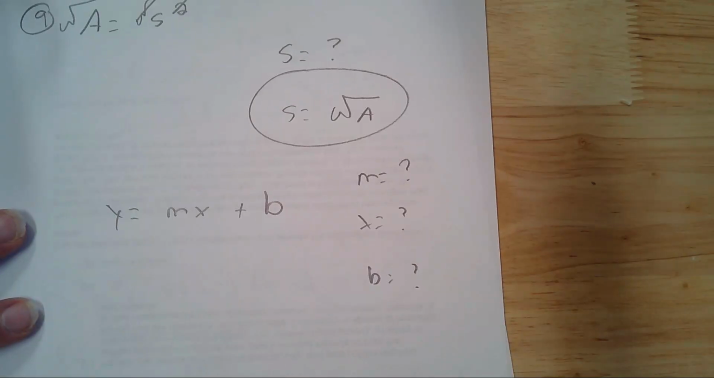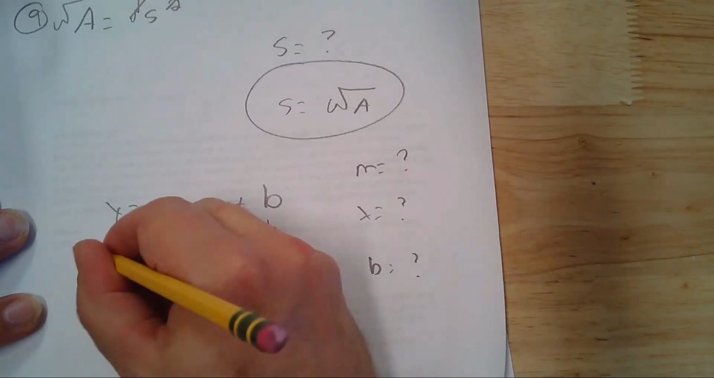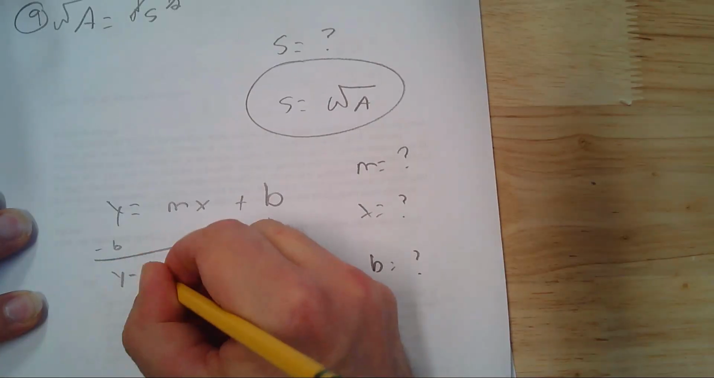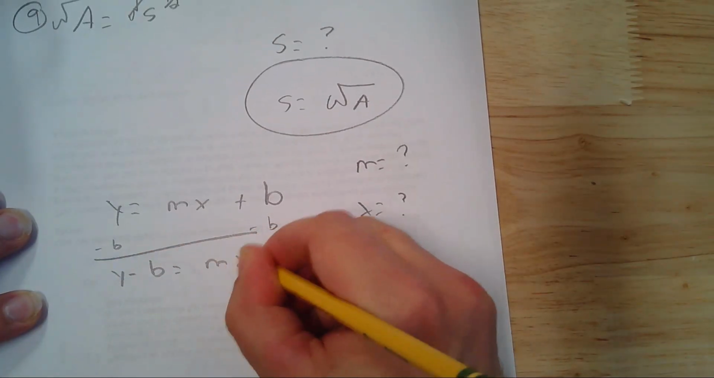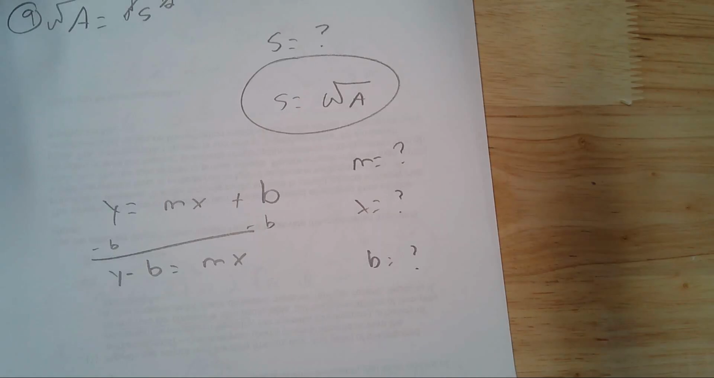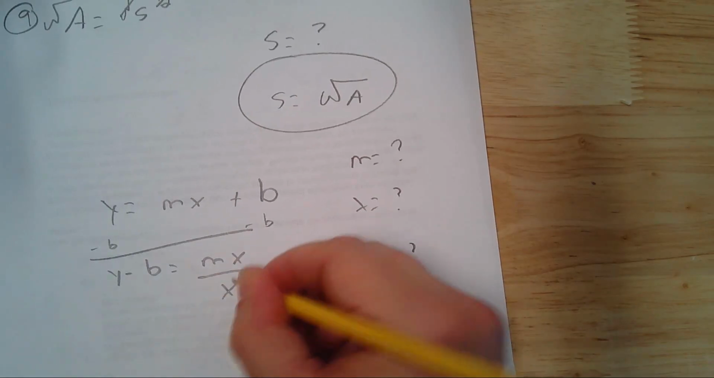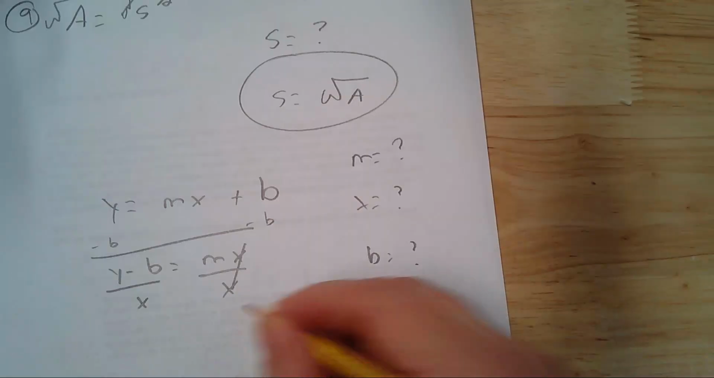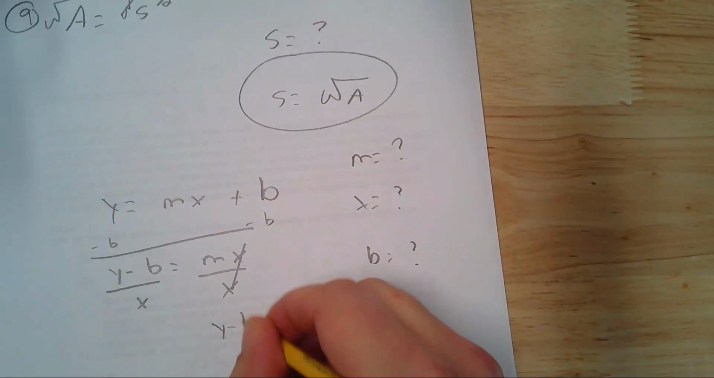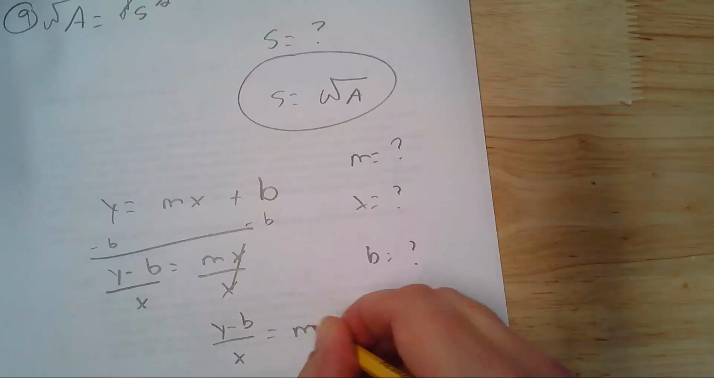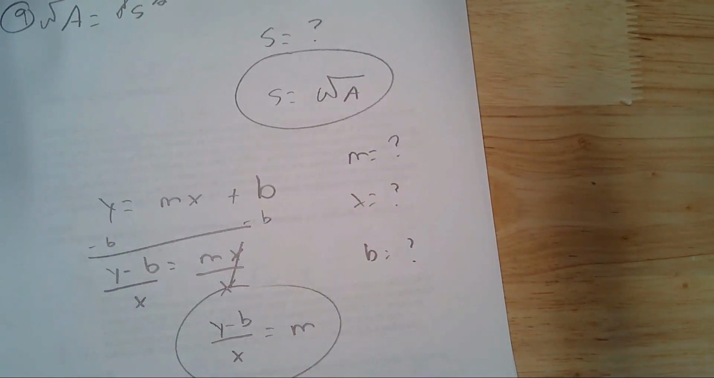I subtracted B. Okay. So then I got Y minus B equals MX. And then you divide both sides by X. So it's Y minus B over X equals M. That's exactly correct. There it is for M.